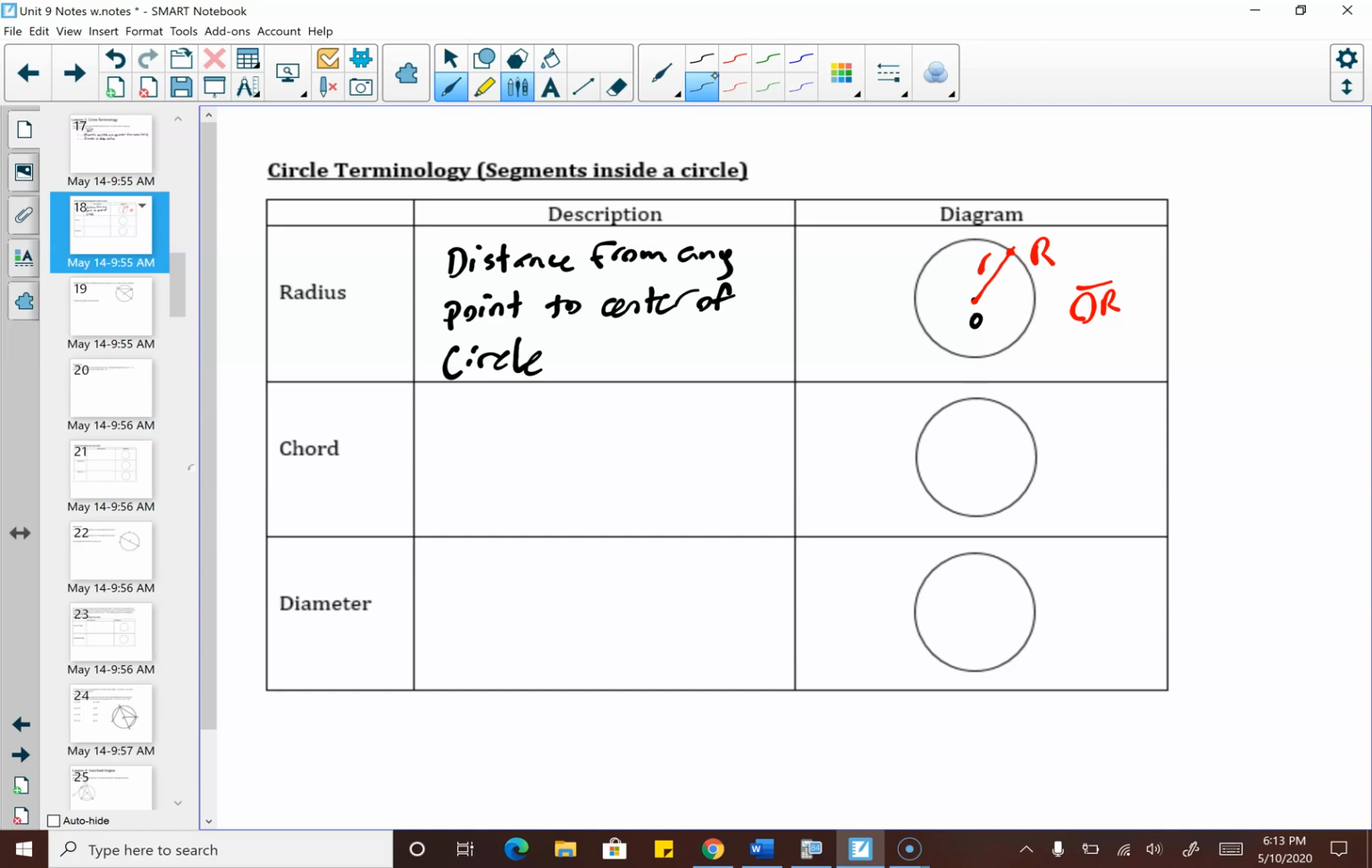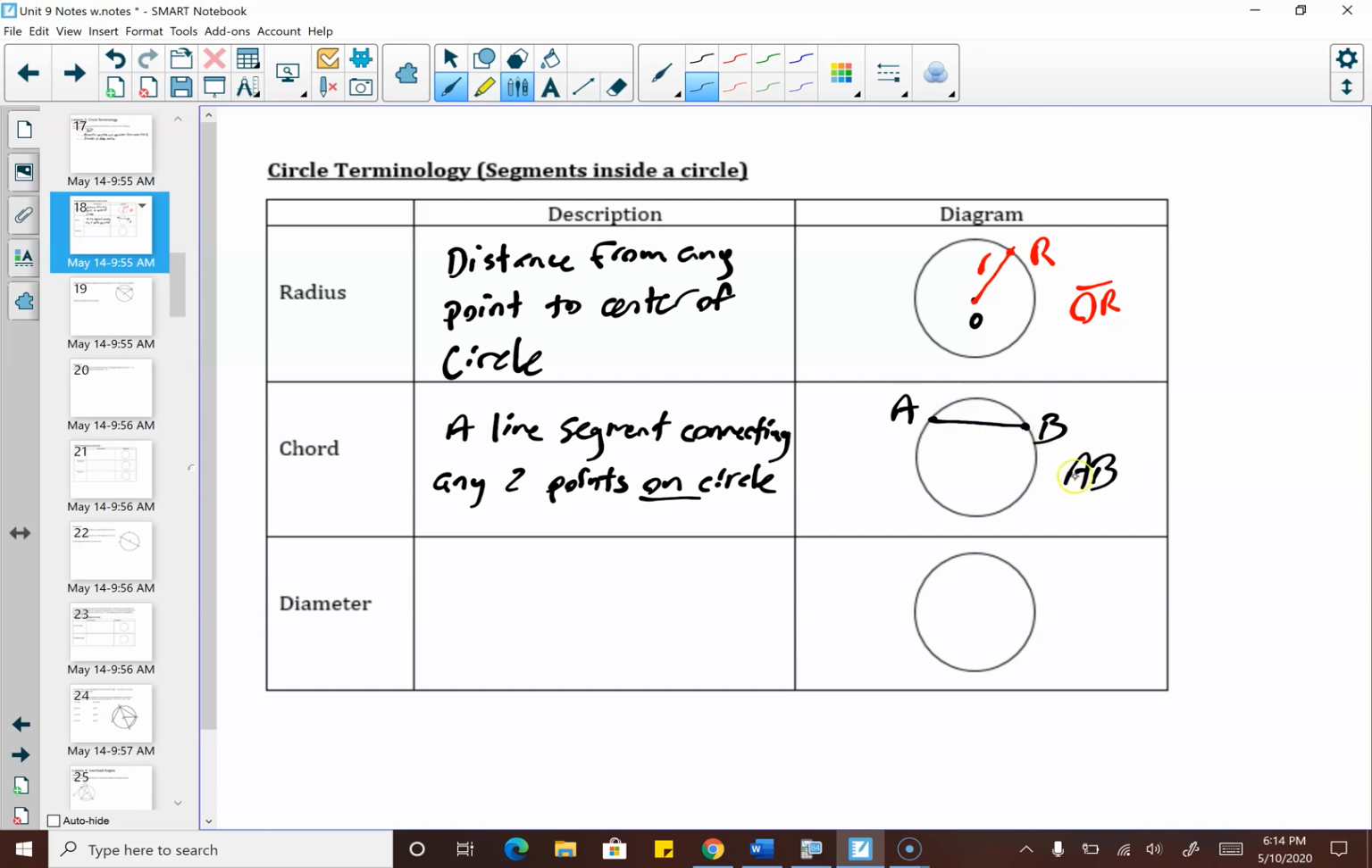A chord is a line segment connecting any 2 points on the circle. Okay, so if you pick a point wherever you want, a lot of times people try to draw a diameter. And that is true, but a chord is much less specific than that, okay? So there would be chord AB, all right? It connects any 2 points that are on our circle.